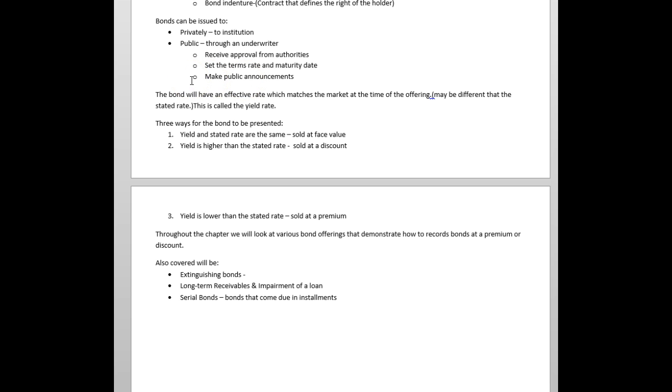Bonds can be issued in a couple of ways. They can be issued privately to institutions, such as to a pension fund, to even an endowment fund, to a bank, to any institution that might want to invest. The other way is through the public, and they are sent to an underwriter, and then they're offered to the public, but first they have to receive approval from the authorities. You have to set the terms, the rates, the maturity date, and then you'll make a public announcement for them.